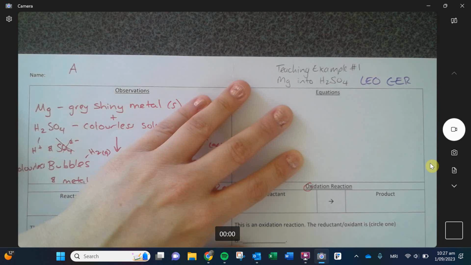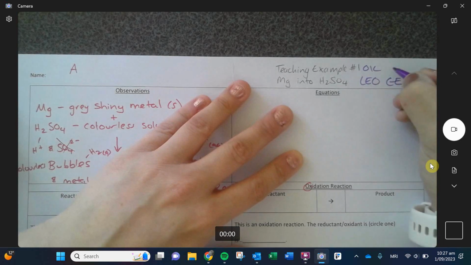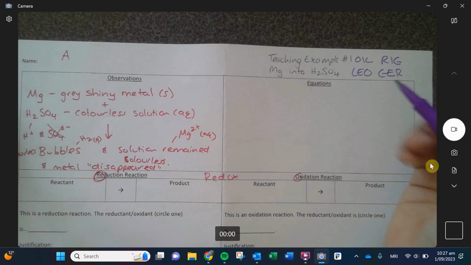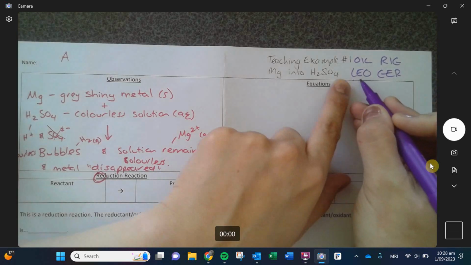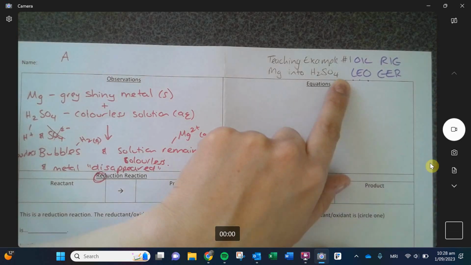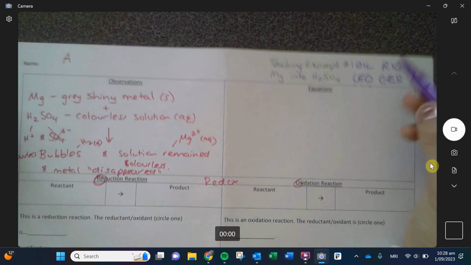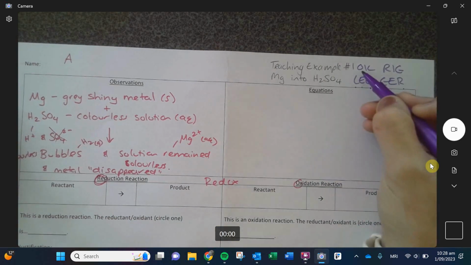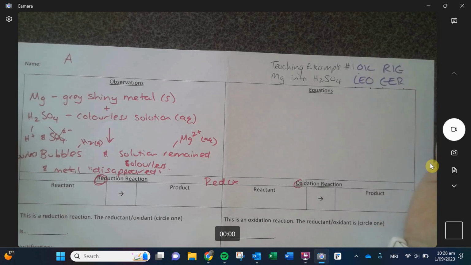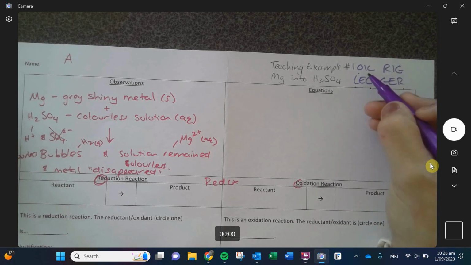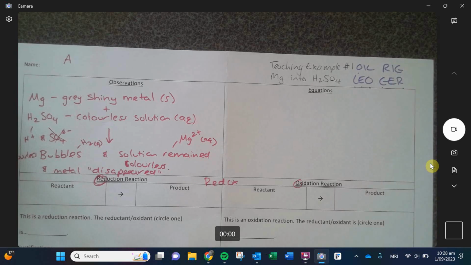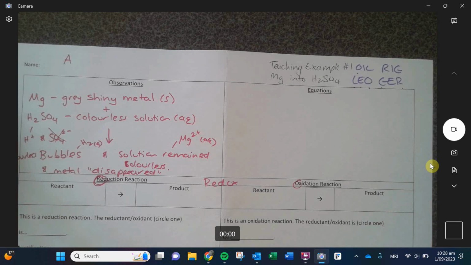The other one that people like to use is oil rig. So what that means is loss of electrons is oxidation. Gain of electrons is reduction. Or you can go oxidation... I can't remember what the I was standing for. Oil rig, what was that standing for? I don't remember what oil rig stands for. I like to use Leo the lion says grr.